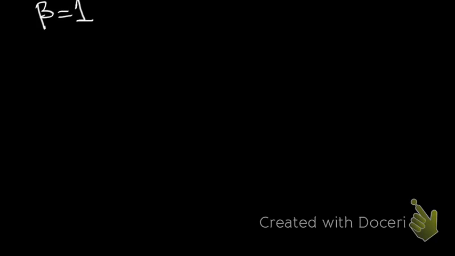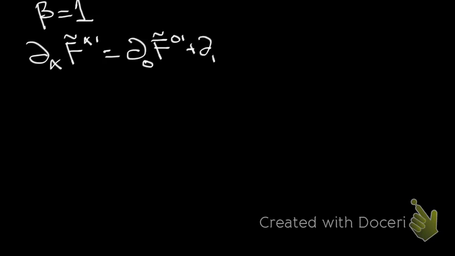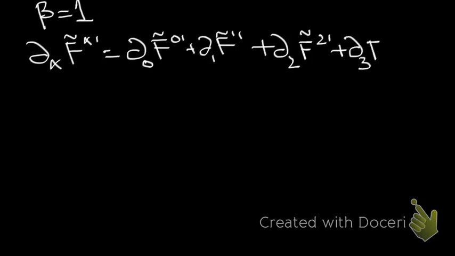And once you do that, what you get is partial alpha F tilde alpha 1, right? Now what is this equal to? Again, we have to sum over the repeated indices. So partial 0 f tilde 0 1 plus partial 1 f tilde 1 1, plus partial 2 f tilde 2 1, plus finally partial 3 f tilde 3 1, and of course this is equal to 0.